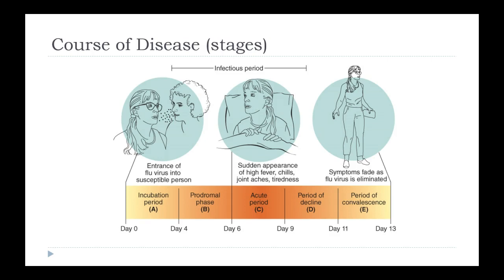Oftentimes, not always, there's what we call a prodromal phase, and this is usually where a person starts to not feel right, but isn't really incredibly sick. This doesn't always happen. But you may have thought, oh, I just don't feel right, or I feel a cold coming on, and then a couple days later you're really sick. That feeling really sick would be the acute period.